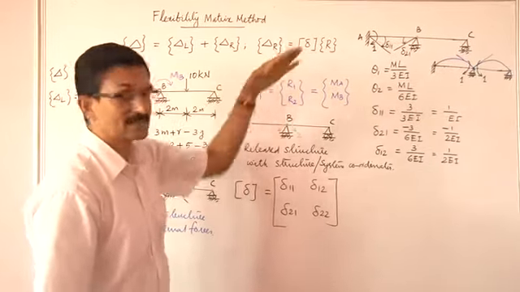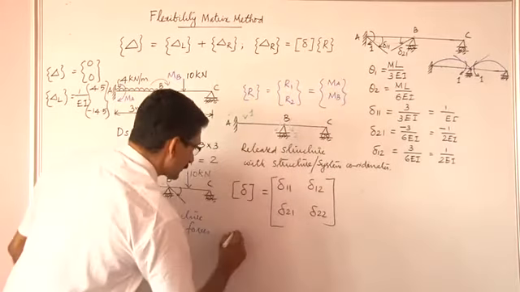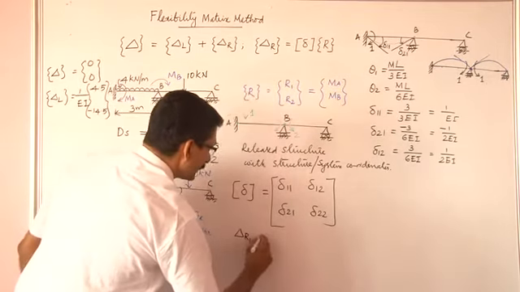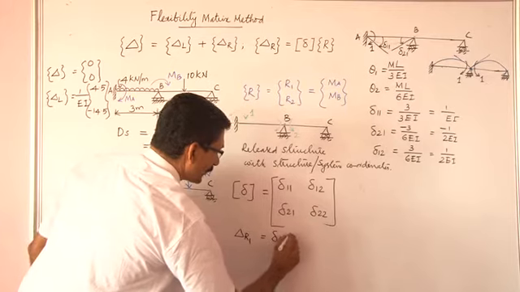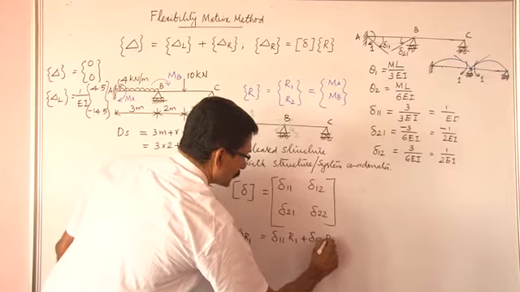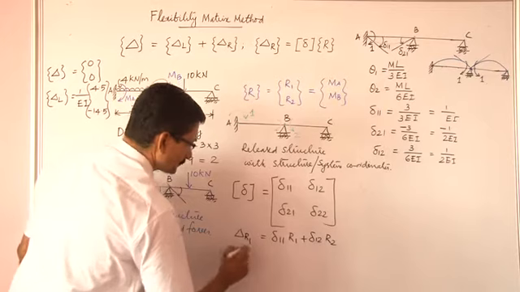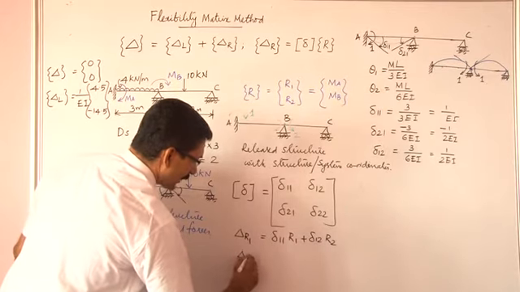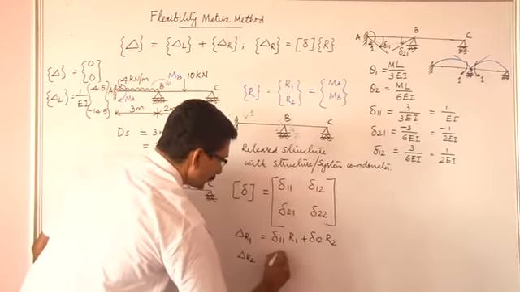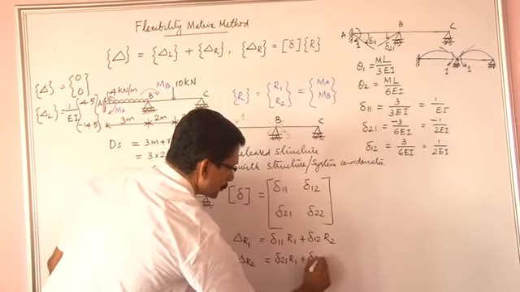If you write this as an equation in longhand form, we will have delta R1, the first element of this vector, equal to delta 11 R1 plus delta 12 R2. So delta 11 is a coefficient of R1, delta 12 is a coefficient of R2. Similarly, delta R2, the second component of this vector, will be equal to delta 21 R1 plus delta 22 R2.